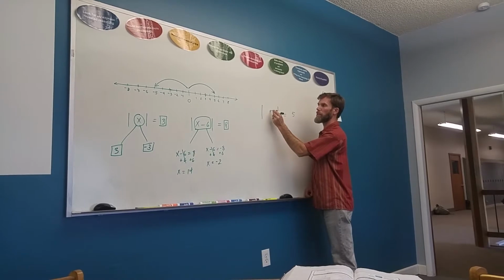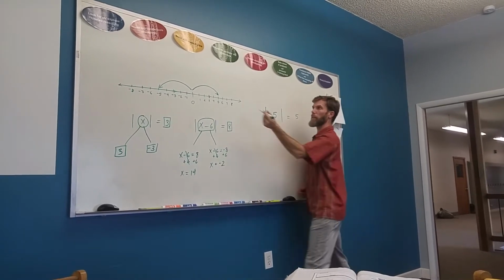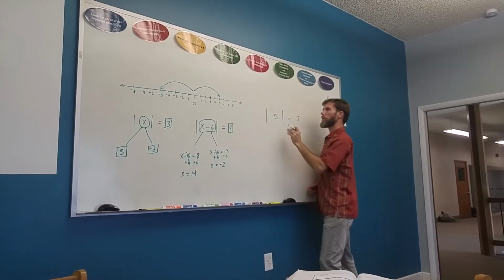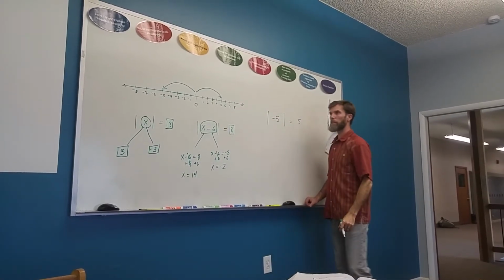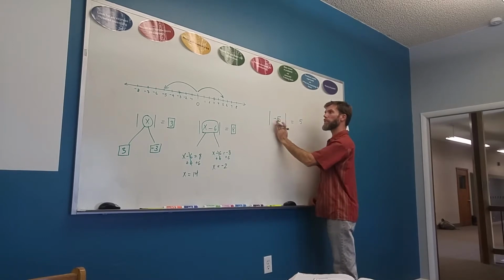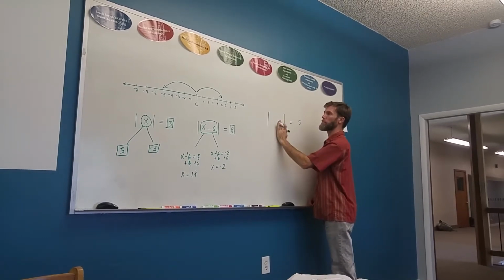So this number in here could be a position of 5. That's the one to the right. Or it could be in here a negative 5. That's the position to the left. Okay? So those are the numbers that would be 5 spaces from 0.